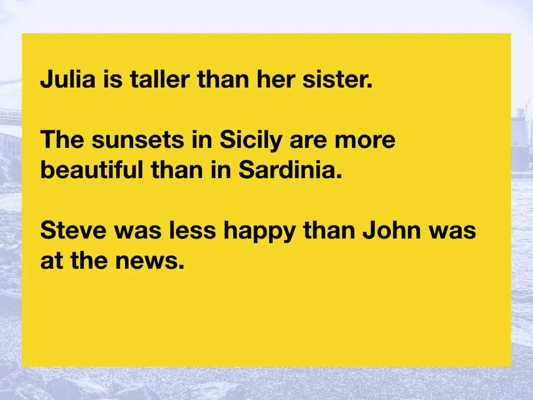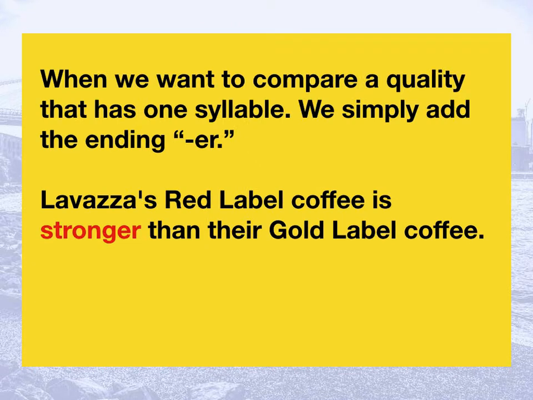Julia is taller than her sister. The sunsets in Sicily are more beautiful than in Sardinia. Steve was less happy than John was at the news. When we want to compare a quality that has one syllable, we simply add the ending "er." Lavazza's red label coffee is stronger than their gold label coffee.